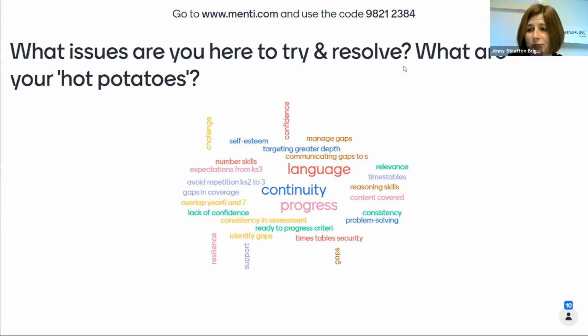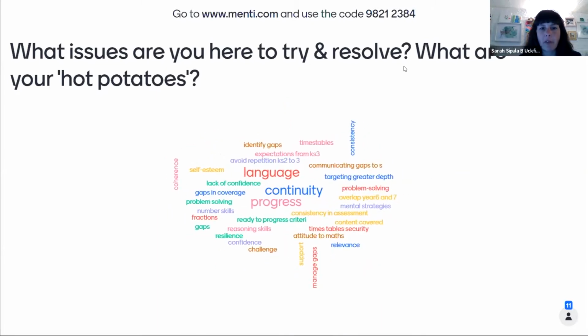Interesting one there as well about the expectations from Key Stage 3, but into Key Stage 3, and avoid repetition, Key Stage 2 to 3. Gaps in coverage, so the word gaps has come up a few times, and overlap, they're all kind of grouped together.